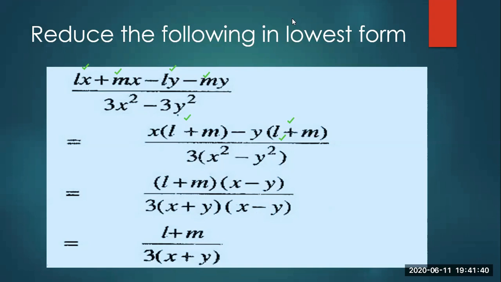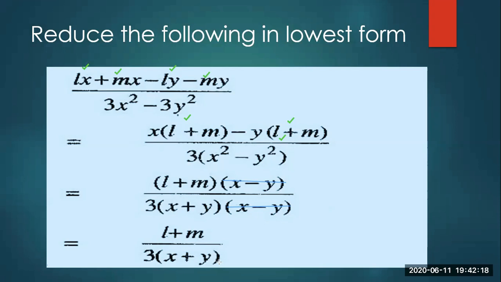Now this x minus y will be cancelled with this x minus y. So the answer will be L plus m divided by 3 into x plus y. This is how we have to simplify this question.